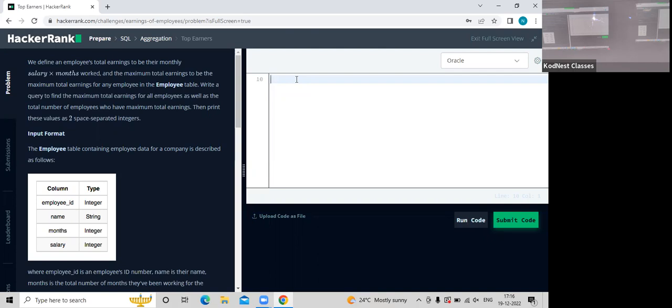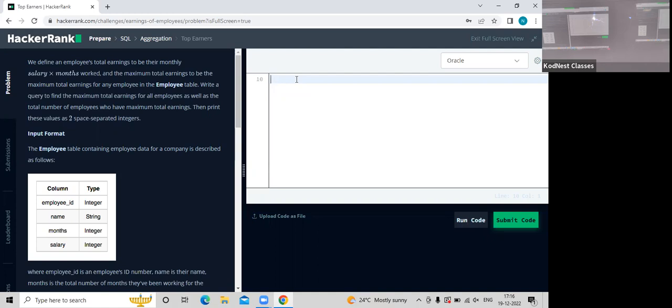From clause. Second one is where clause. Then third one happens to be select clause, whatever you have told to select. Then group by clause, then having clause, and at the last order by clause will get executed. Remember, at last order by clause will get executed.